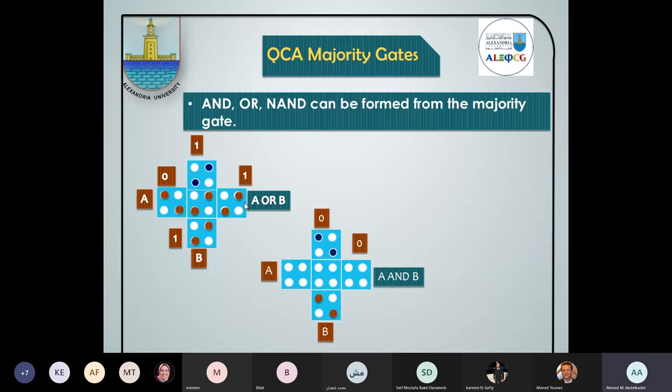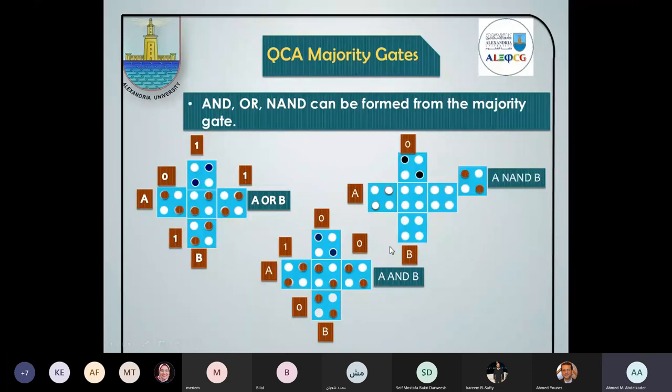And we can take the majority gate to act as an AND gate by assigning one of the inputs to binary logic 0. If the two other inputs become 1 and 0, then the device cell will get binary logic 0 due to the Coulomb interaction between the three QCA cells, which will force the two free electrons to become on the left corner and the output will become 0.